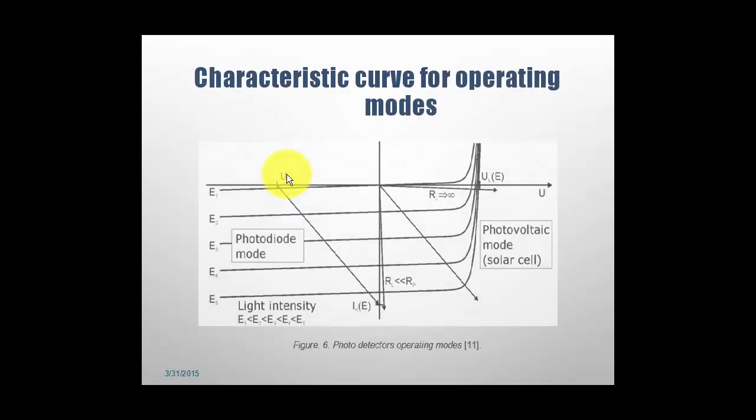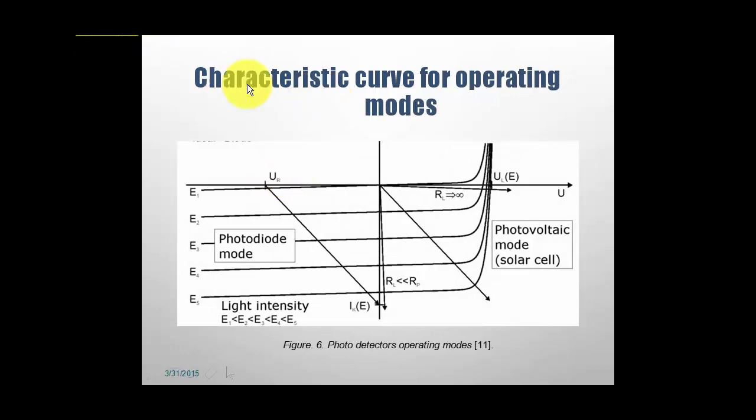As far as the topic is concerned, we are focused on the photoconductive mode. You can see the characteristic curve for the operating modes. The photodiodes are operated in this quadrant, and the photovoltaic cells are operated in this quadrant. So the operating mode for the photodiodes is photoconductive, and this one is the photovoltaic.